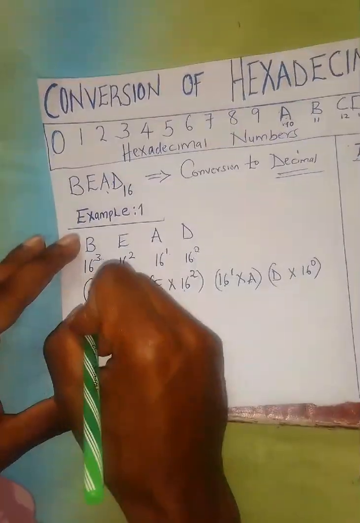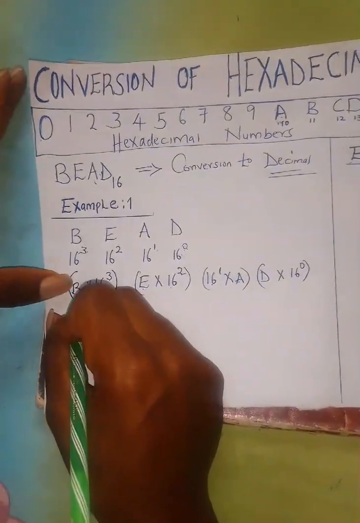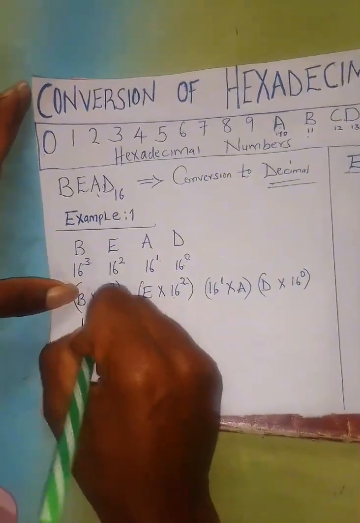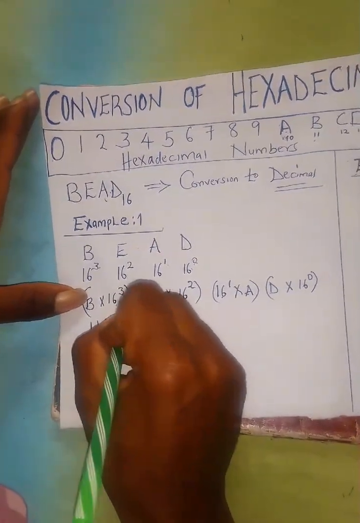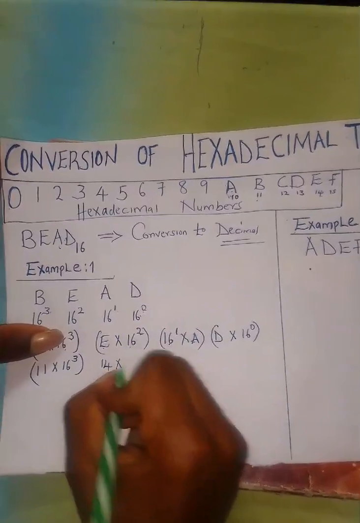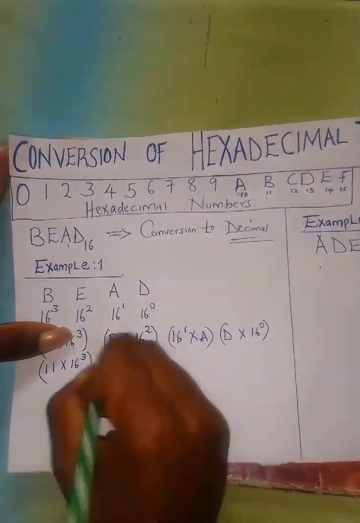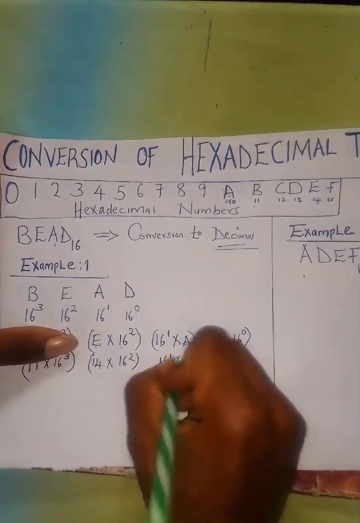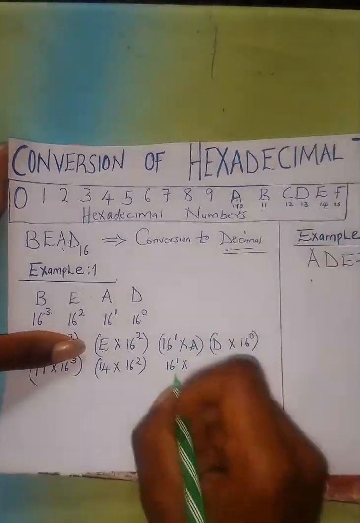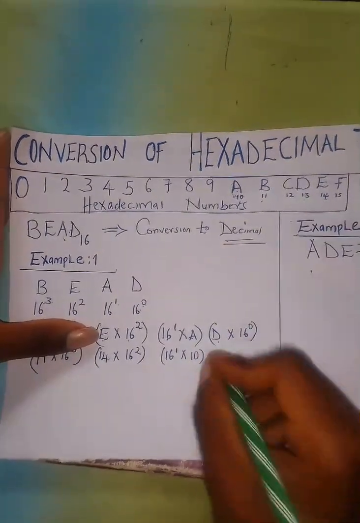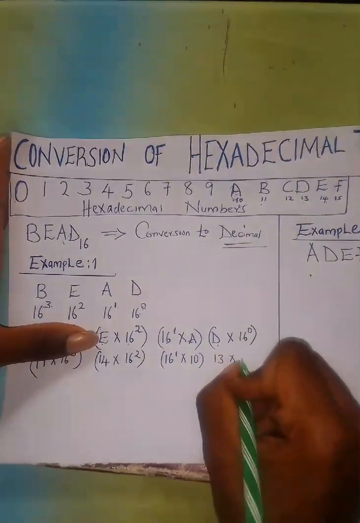So from there, we have said B is 11. So B, it is 11 multiplied by 16 power 3. E is 14 multiplied by 16 power 2. 16 power 1 multiplied by A, which is 10. D is 13. So 13 multiplied by 16 power 0.